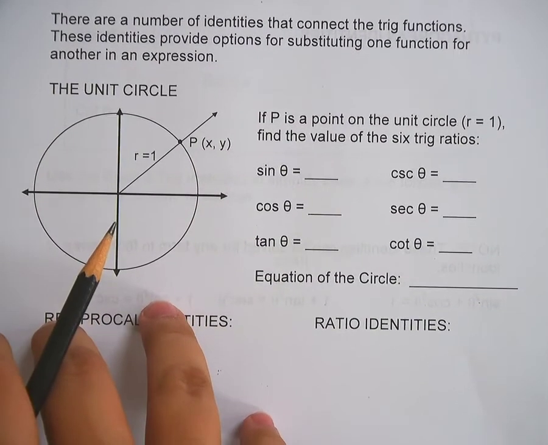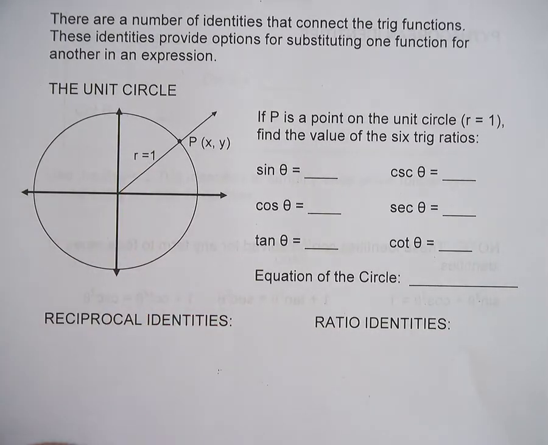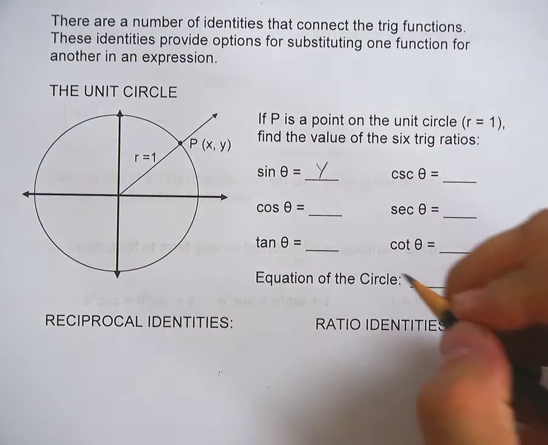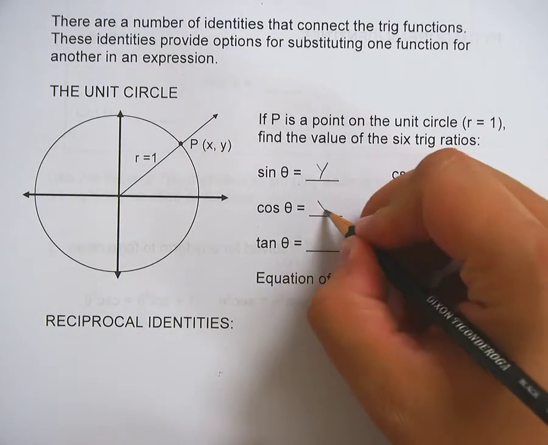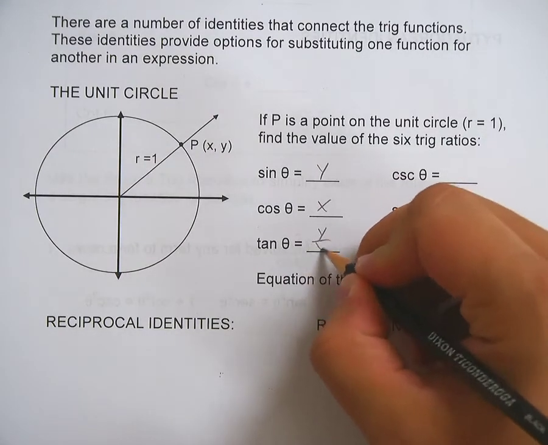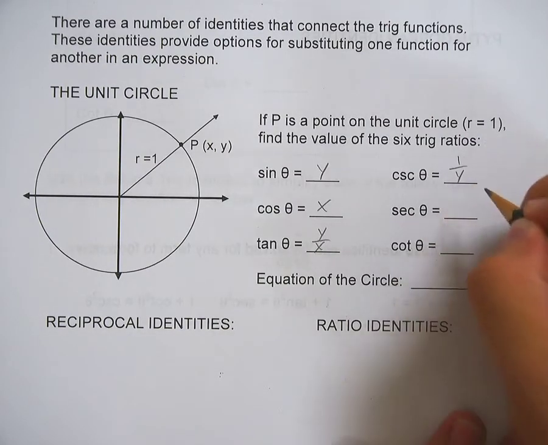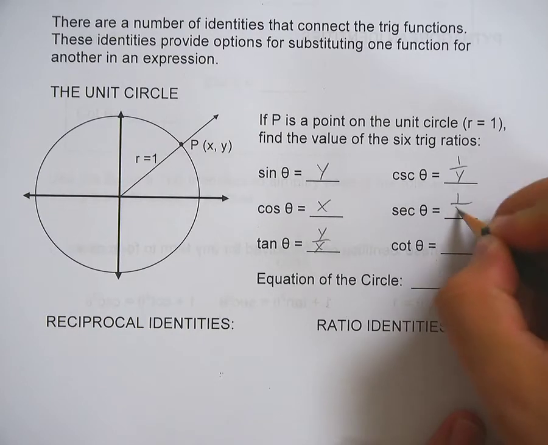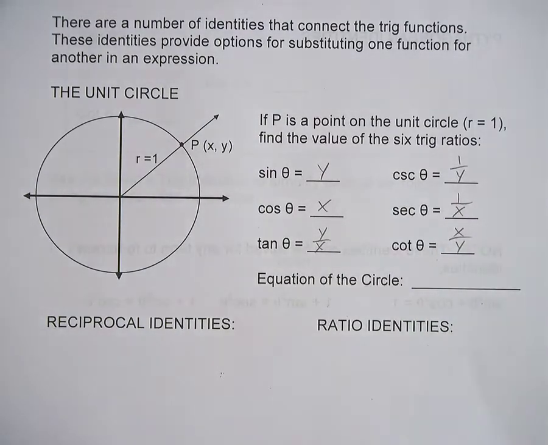Alright, so the unit circle, remember this has a radius of 1, and you have a point x comma y. So we know that our sine values were y, because y divided by 1 is just y. Our cosine values are x, because x divided by 1 is just x. Tangent values are y over x. Cosecant is the reciprocal of sine. Secant is the reciprocal of cosine. And cotangent is the reciprocal of tangent.